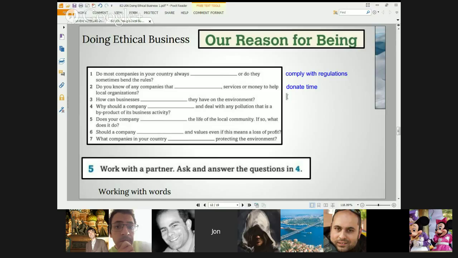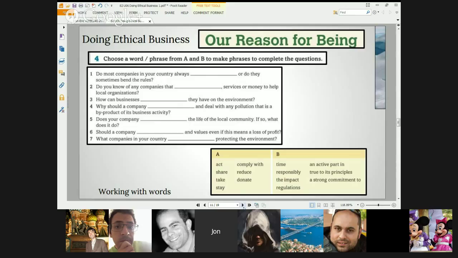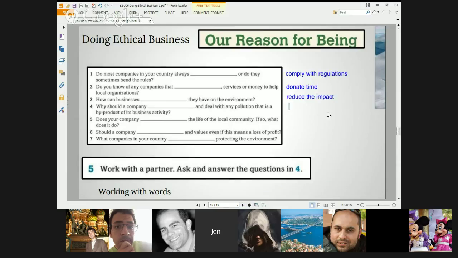What's your question? How can business reduce the impact they have on the environment? Reduce the impact. I'll put it there on the screen. By the way, for those of you who were not here yesterday, we already learned this vocabulary on the slide before. So this is a review for people who were here yesterday. Those are the answers we came up with yesterday on slide 11. If you don't know the answer, don't worry. We'll help you get the answer as a class. So your question was, how can businesses reduce the impact they have on the environment?